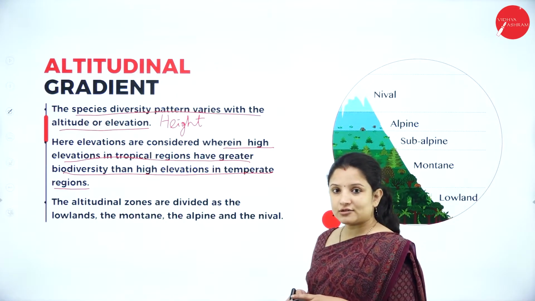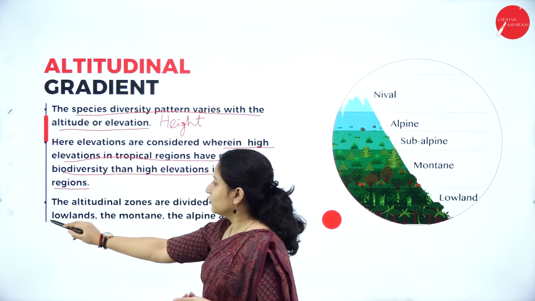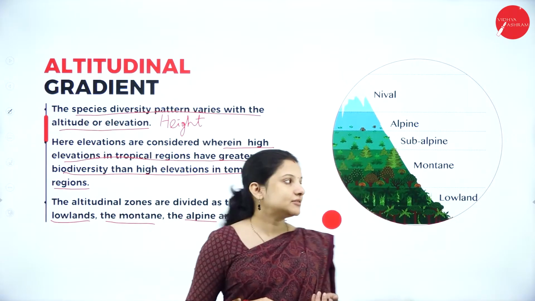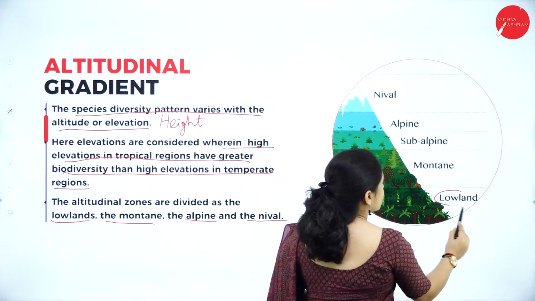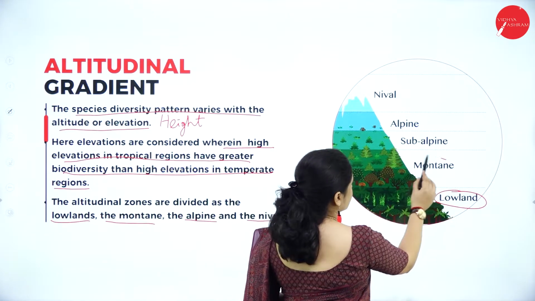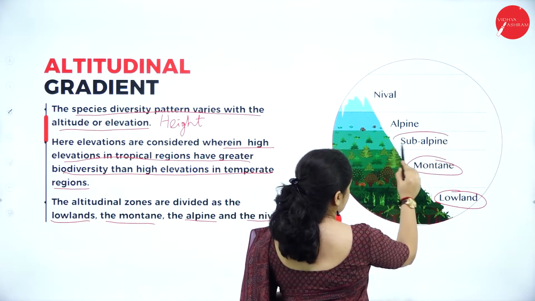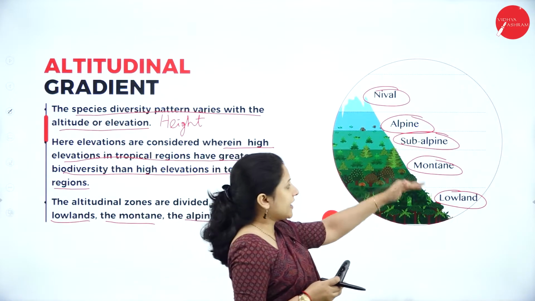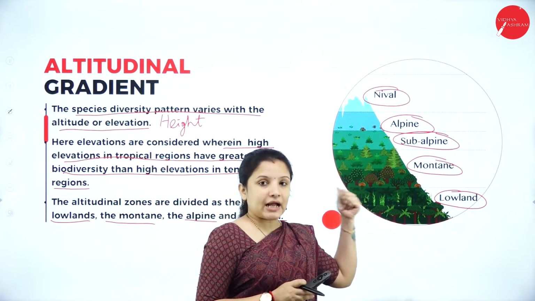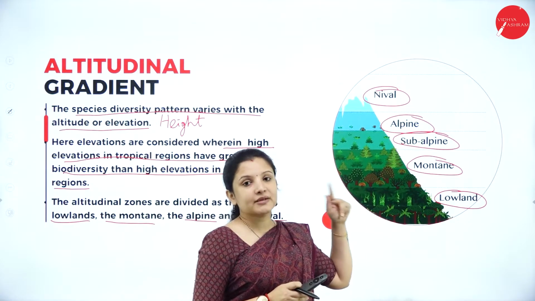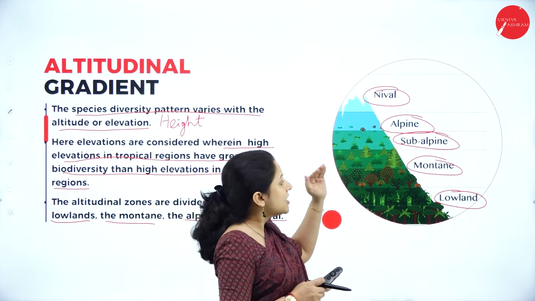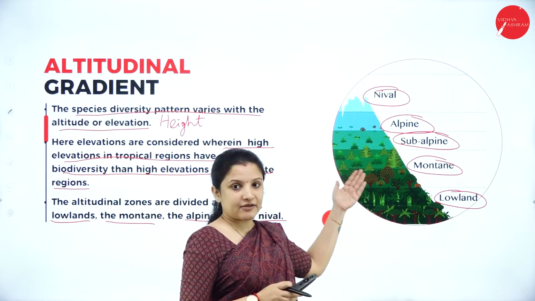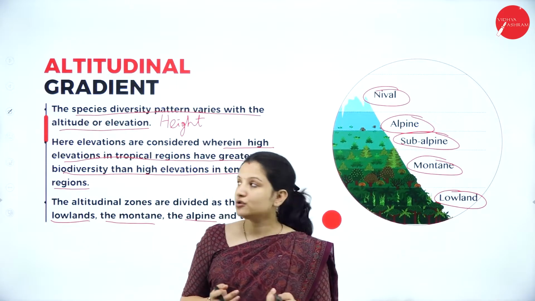The altitudinal zones are usually divided as the lowlands, the montane, the alpine and the nival. As you can see here, we have the lowland, which is rich in species diversity. Next to it is the montane, then we have the subalpine, the alpine and the nival, based on the height. There we were talking based on the latitude, that is the equator, the tropics, the temperate and the polar region, right? Here we are talking based on the height. So based on the altitude or elevation, the species diversity tends to change.